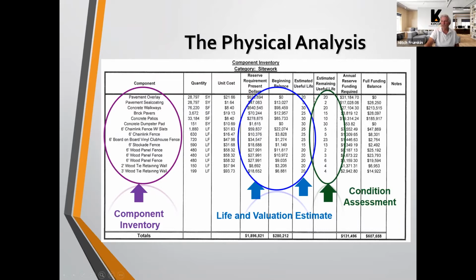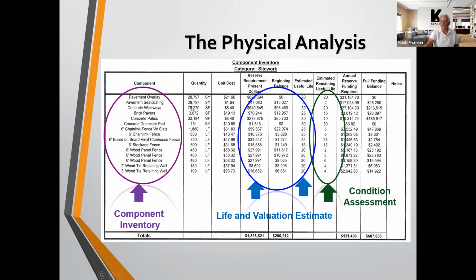So then you have estimated useful life, estimated remaining life, annual reserve funding required. Here's the math again. Annual reserve funding requirement: you take how much it costs to replace it, subtract from that how much you've set aside already, okay? And then, if it has 5 years of life or 2 years of life, whatever you need to accumulate is divided based on how many years you have left before you have to replace it.